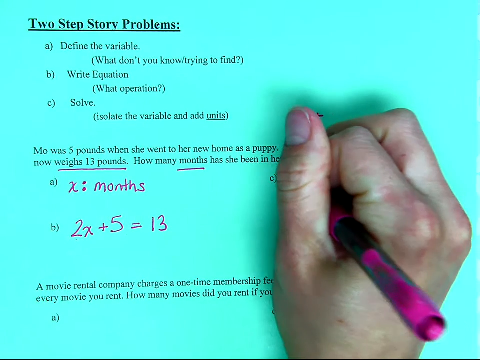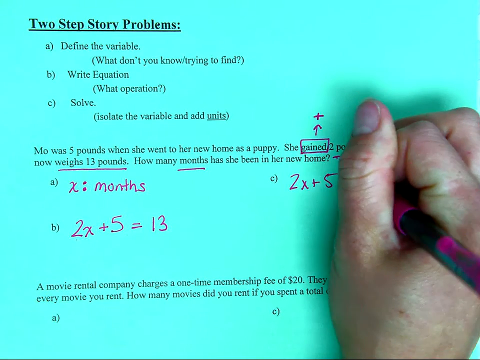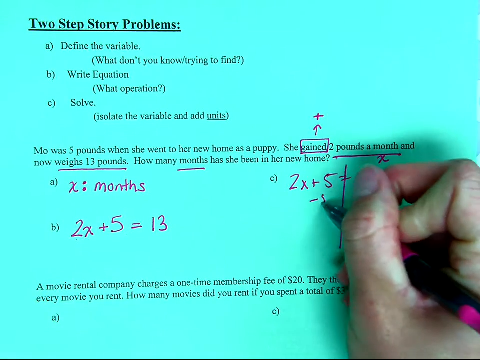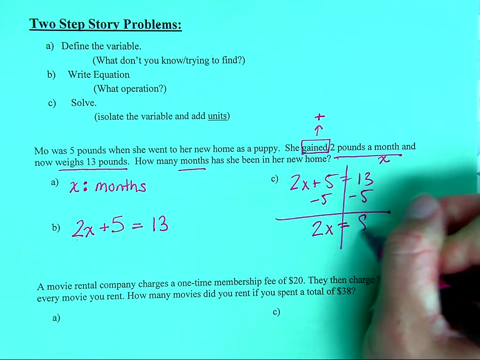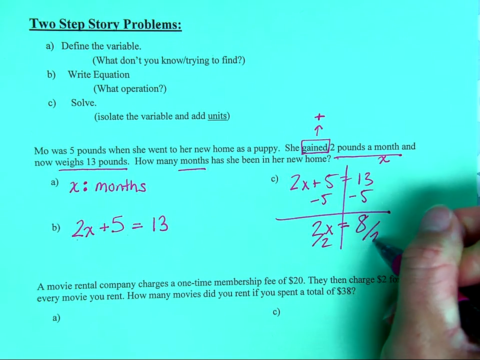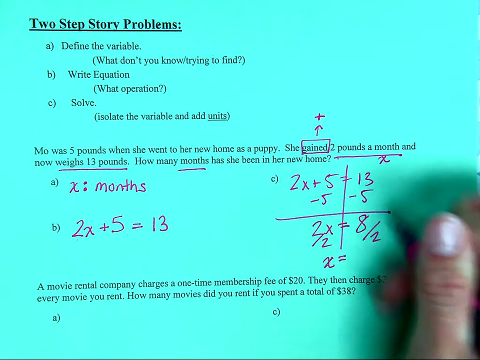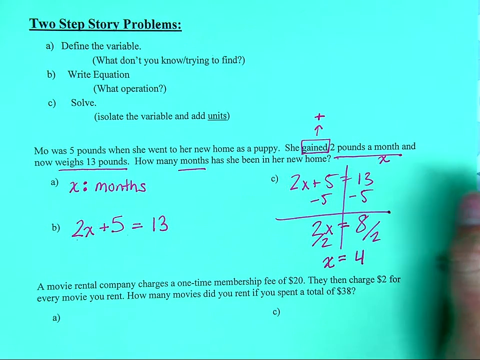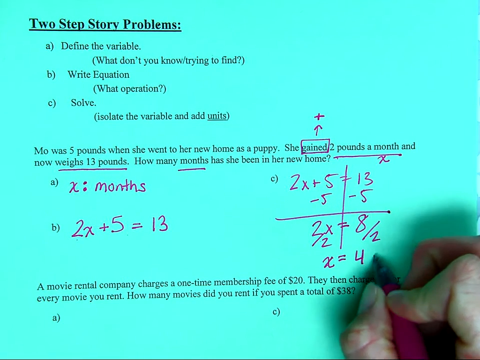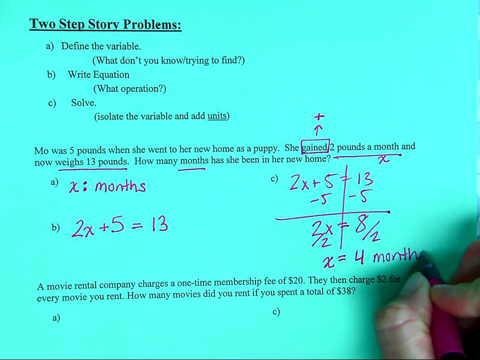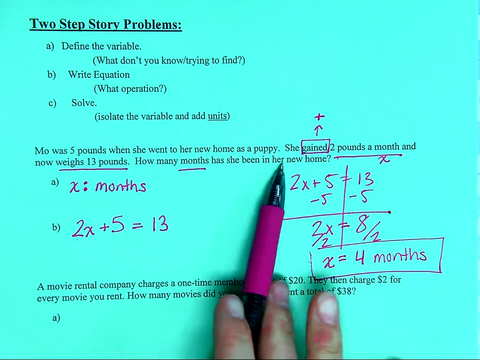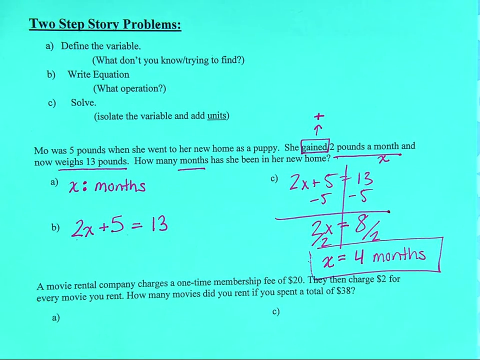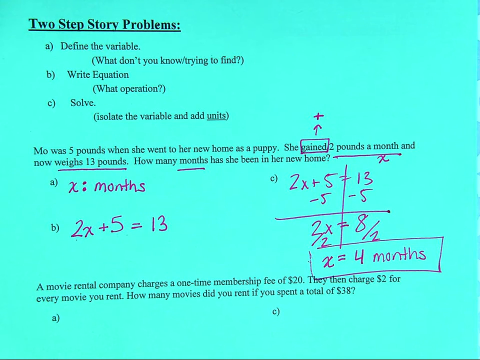So then we can bring this over and solve. I'm going to do this a little quicker because we should know how to solve these. 8, then divide by 2. 4, and make sure you're adding these units on. This represents 4 months. The question said, how many months was she in her new home? She was in her new home for 4 months to get to that 13.